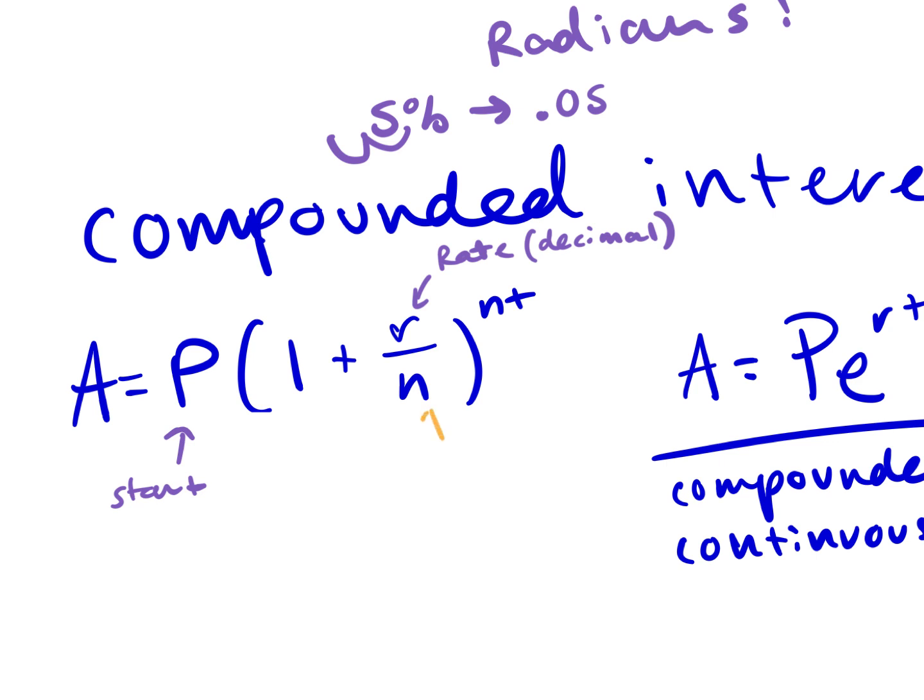What's our n? The number of times it happens in a year. So that's like the quarterly, monthly. What if it said annually? How many times does that happen in a year? Once. What if it said daily? 365. What if it said weekly? 52. There's 52 weeks. And what's t? Just the number of years.